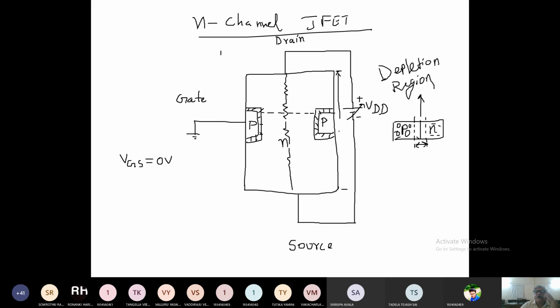And we call this voltage drop VDS, the voltage between drain and source. Now you see there are free electrons available in the N channel, N material. Everywhere there are free electrons. So these electrons will be pulled towards the positive terminal of the VDD. So they will start moving towards the drain, right? Like this.